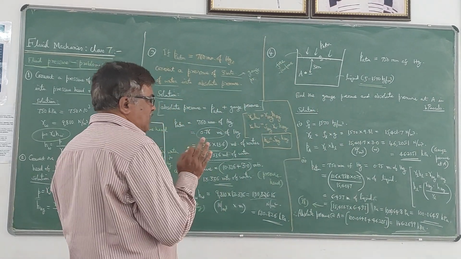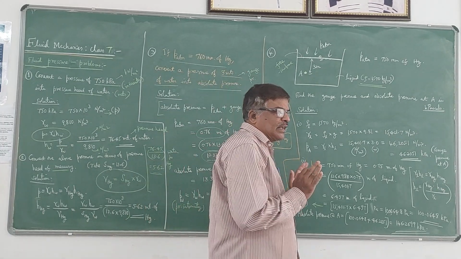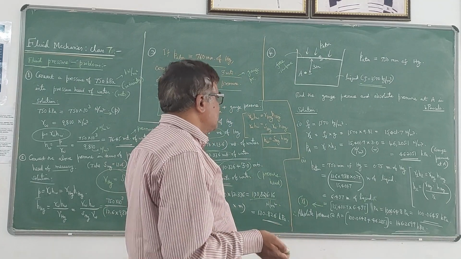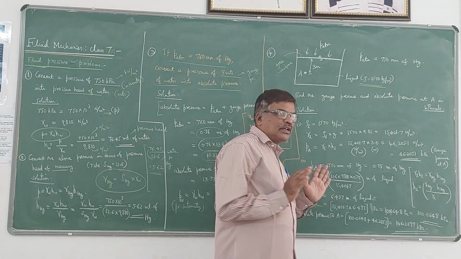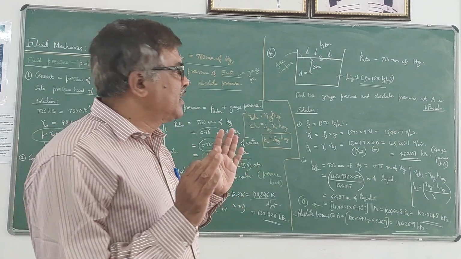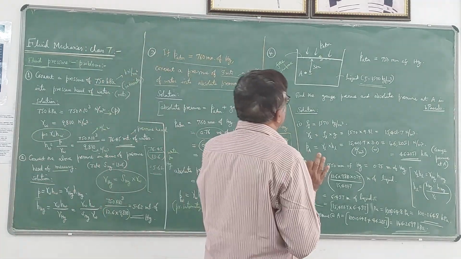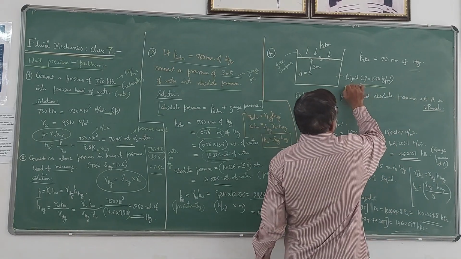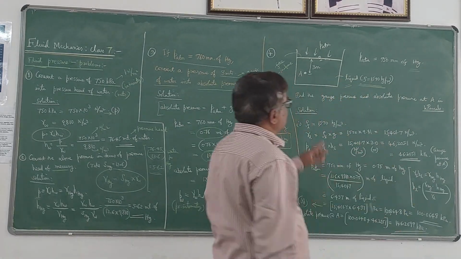Now here, what we have to do is first find the gauge pressure. Then we add atmospheric pressure to the gauge pressure to get the absolute pressure. But you should be very careful: they should be in the same units, expressed in terms of the same liquid. Here, this is in terms of mercury, whereas this is in terms of some other liquid. This is not water. Please note that this is not water.